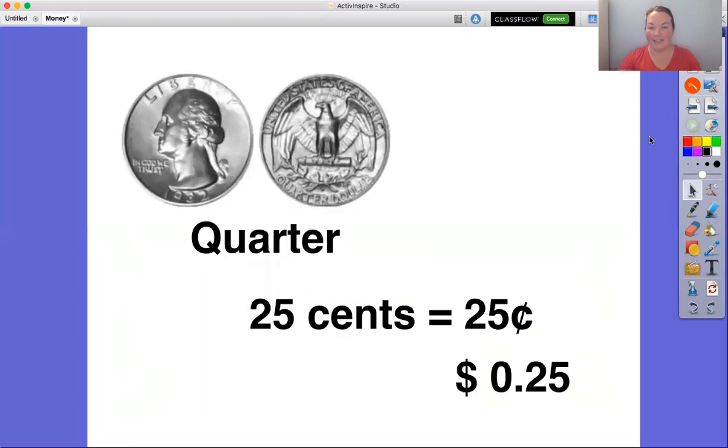Our last coin is our biggest coin, and it's a quarter. The front of the quarter is going to look like this, and the back is going to look like this, and it is our biggest coin. It also is worth the most amount of money. So it is worth 25 cents. If I write it with my dollar sign, right behind this decimal point, it says 25. 25 cents is how much a quarter is worth.